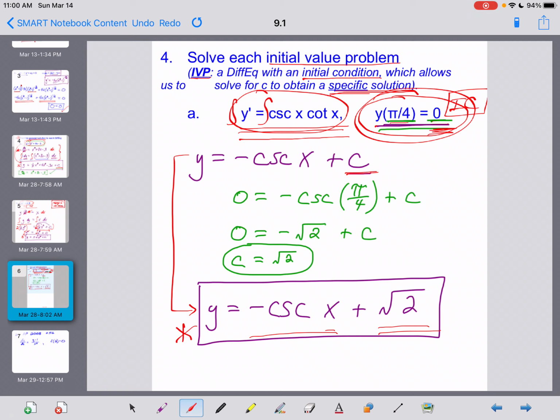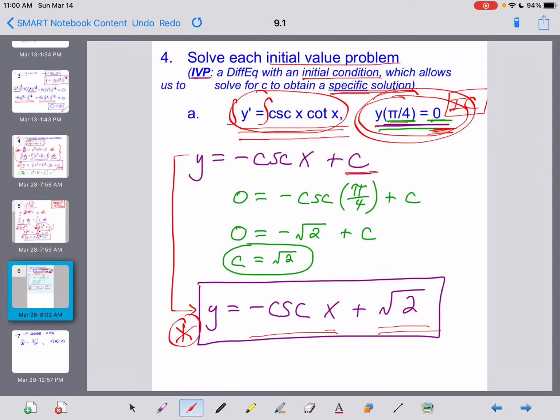So there's no ambiguity, no uncertainty here. There's no plus c. There is one and only one function out there that has cosecant of x cotangent of x as its derivative and contains the point pi over 4, comma 0, and we found it. So that is the one and only solution to this initial value problem.